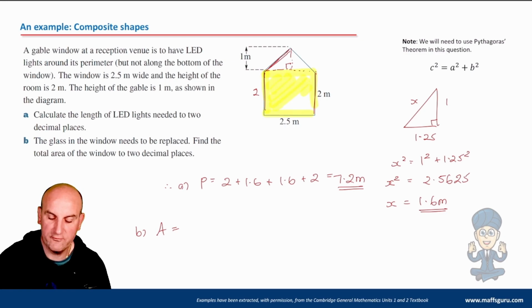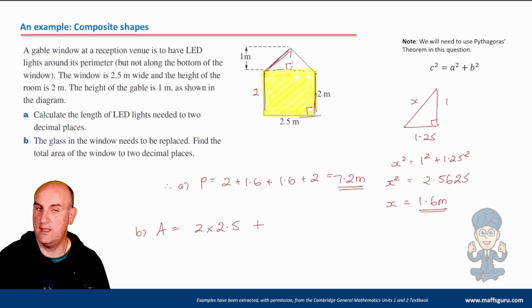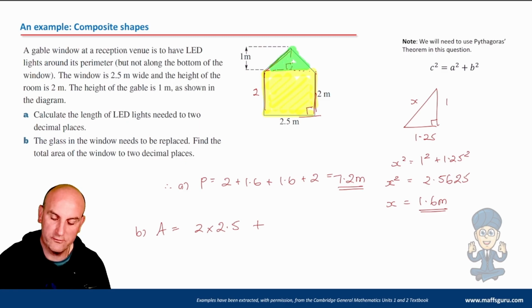All right, so how do we find the area of my quadrilateral? Well, choose a right angle and multiply the 2 sides that are connected. So it's 2 times 2.5. And I need to add on the area of my triangle. So we need the area of the triangle. So how do we work out the area of the triangle?